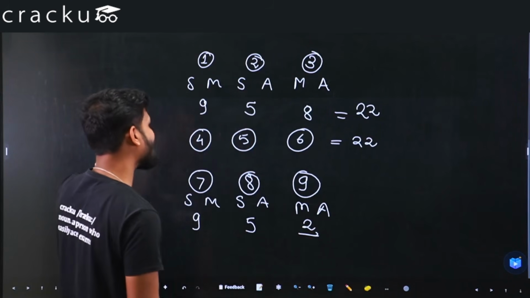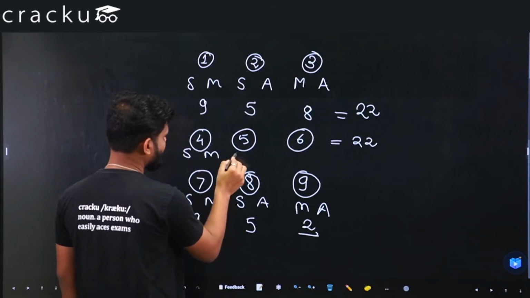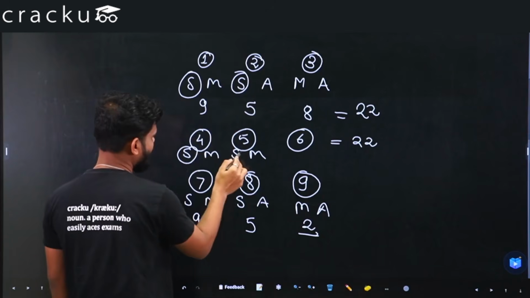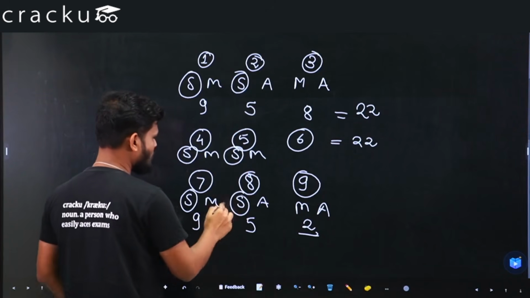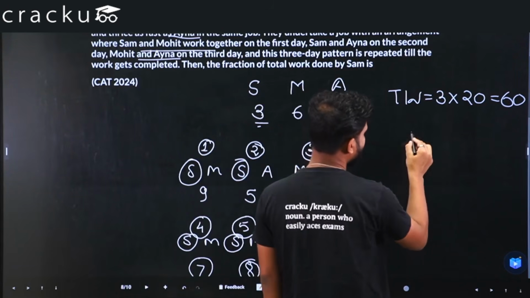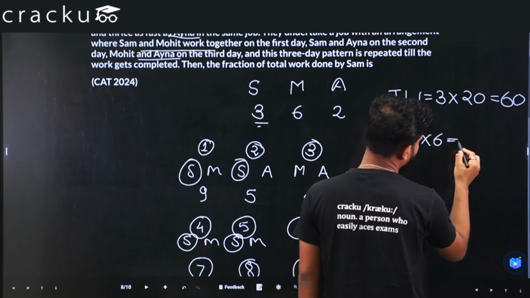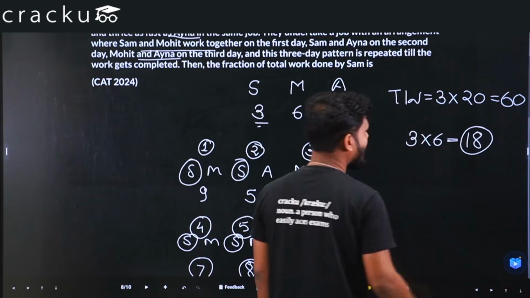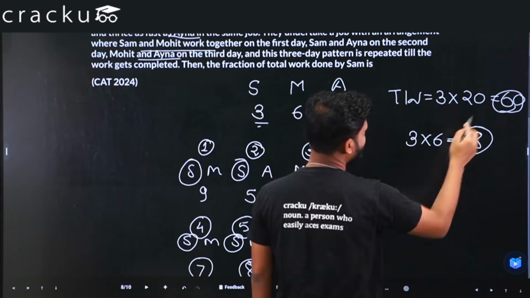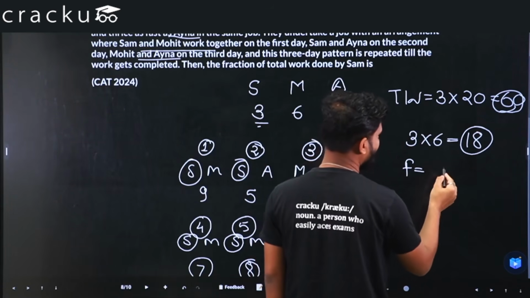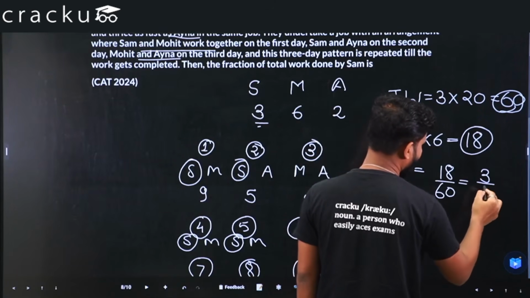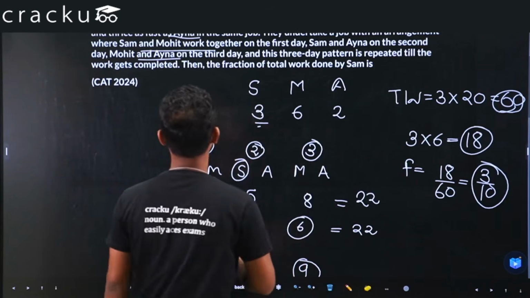Now, how many days has Sam worked? Sam has worked here, and Sam has worked here. So Sam worked for 1, 2, 3, 4, 5 and a total of 6 days. And Sam does 3 units in a day. So how much did Sam do? Sam did 3 into 6, 18 units of total work, out of 60 units because the total work was 60 units. So the fraction for Sam is nothing but 18 by 60, which is nothing but 3 by 10. So 3 by 10 is the correct answer here.